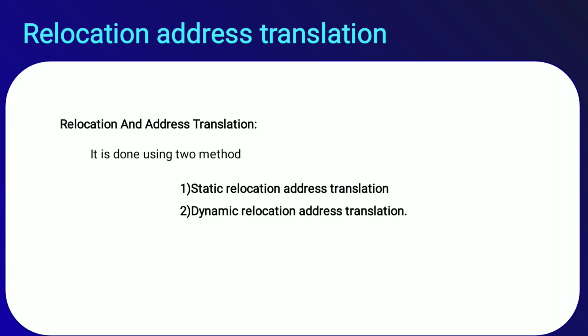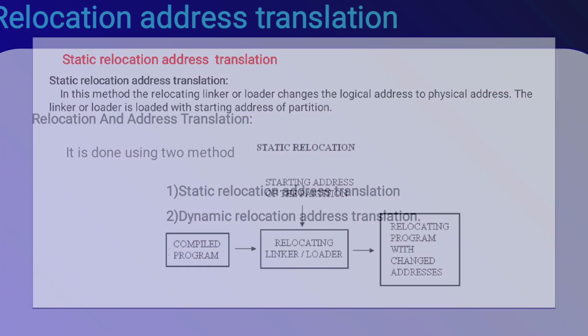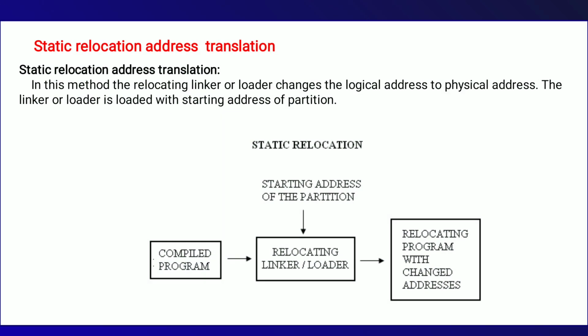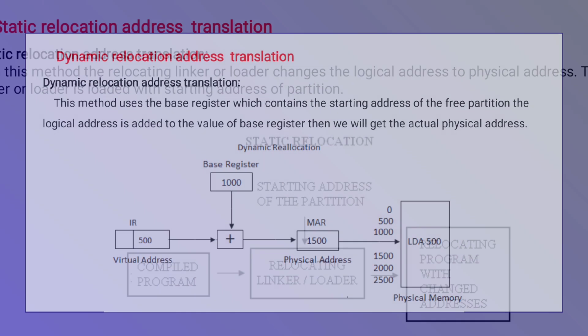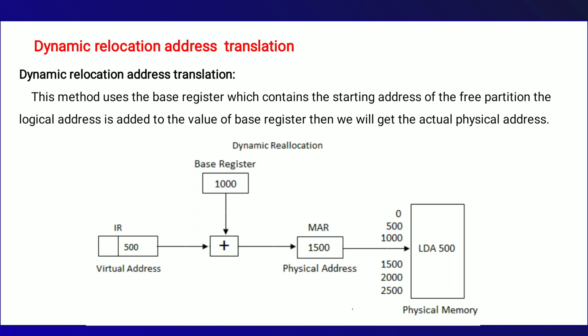But in dynamic relocation and address translation, consider that the compiled program can be stored at the starting address of the partition by the relocating linker or relocating loader, as in static relocation address translation. In dynamic relocating address translation, this method considers the virtual address.